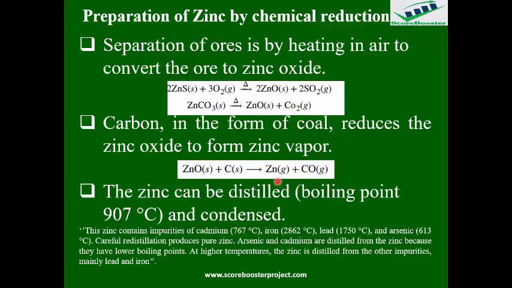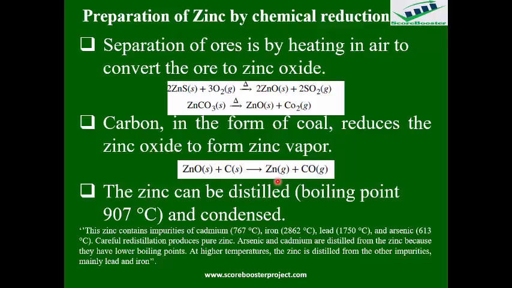The boiling point of zinc is 907 degrees C. Then you recondense it to form your liquid zinc or solid zinc, as the case may be. And in this case, zinc can contain some impurities like cadmium, like iron, like lead. So if you want to get your zinc in pure form, use distillation.